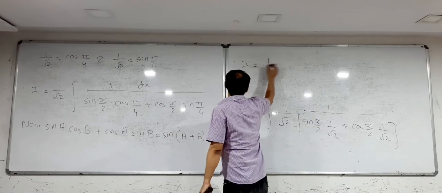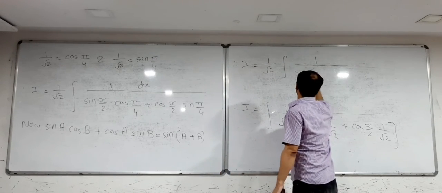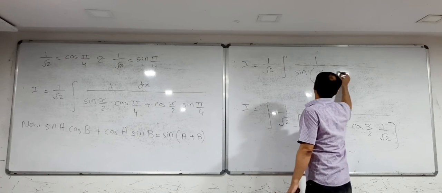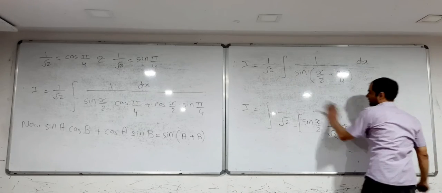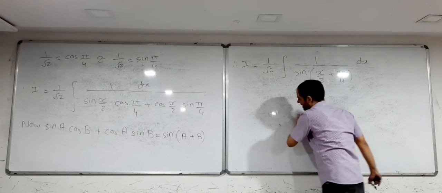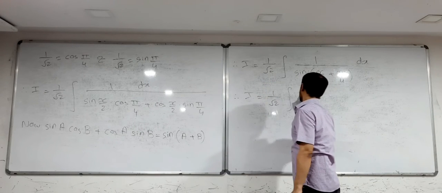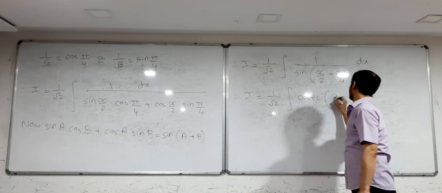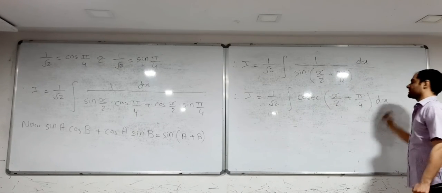So I is 1 by root 2 integration of 1 upon sin of x by 2 plus pi by 4 dx. What is 1 upon sin theta? Cosec x. So 1 upon sin का इंटीग्रेशन क्या है? Therefore, I is 1 upon root 2 integration of cosec of x by 2 plus pi by 4 dx.